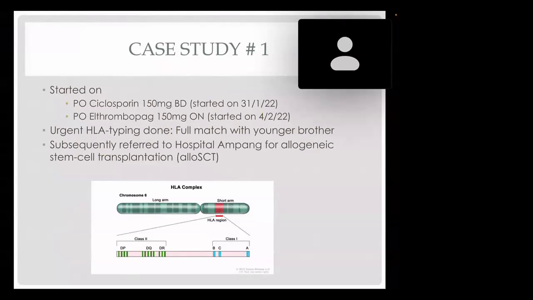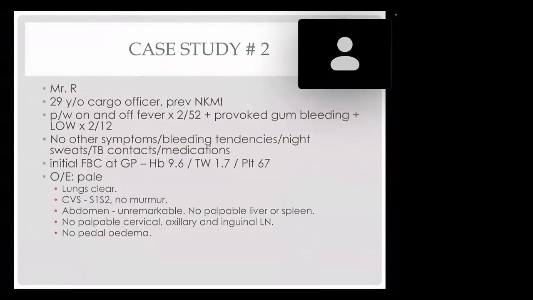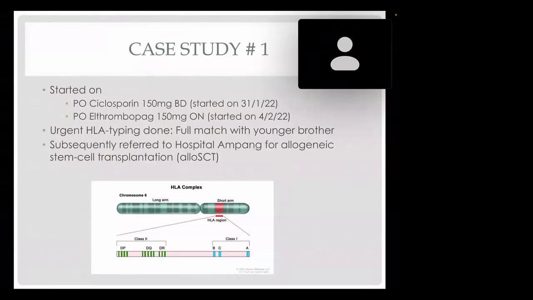So fortunately for him, we got an urgent HLA typing done. Then he was fully matched with his younger brother. So we quickly referred him to Hospital Ampang for allogeneic stem cell transplantation, which he just completed last month. So that is the first case study to illustrate to you that with pancytopenia, a bone marrow aspirate and trephine is very important to help us clinch the diagnosis of aplastic anemia.